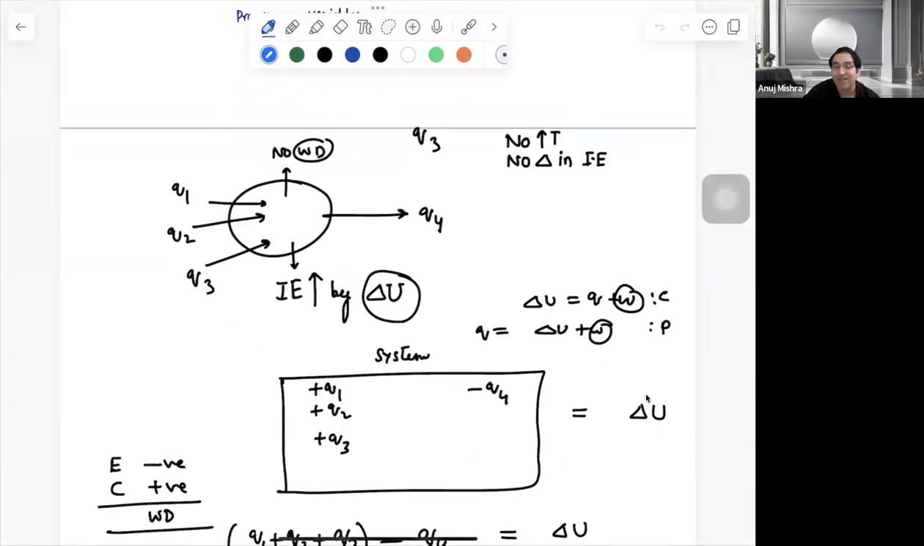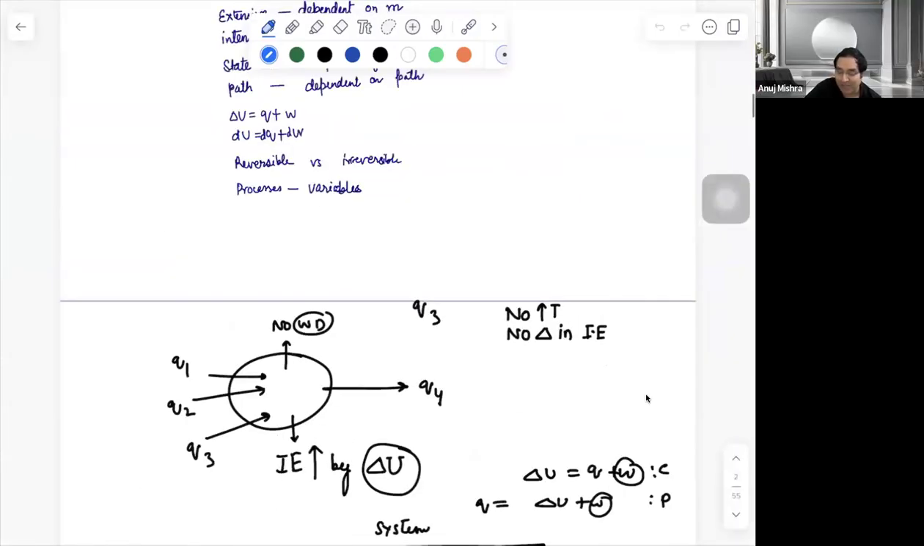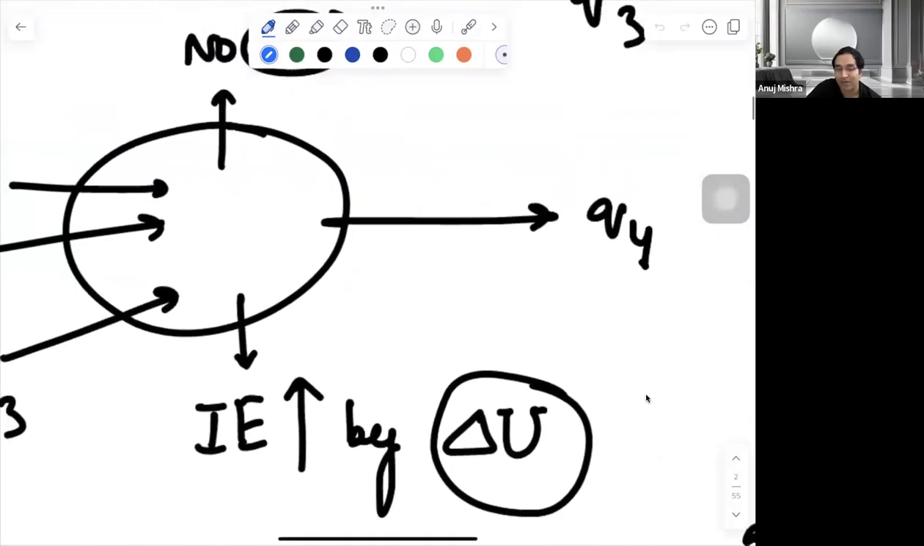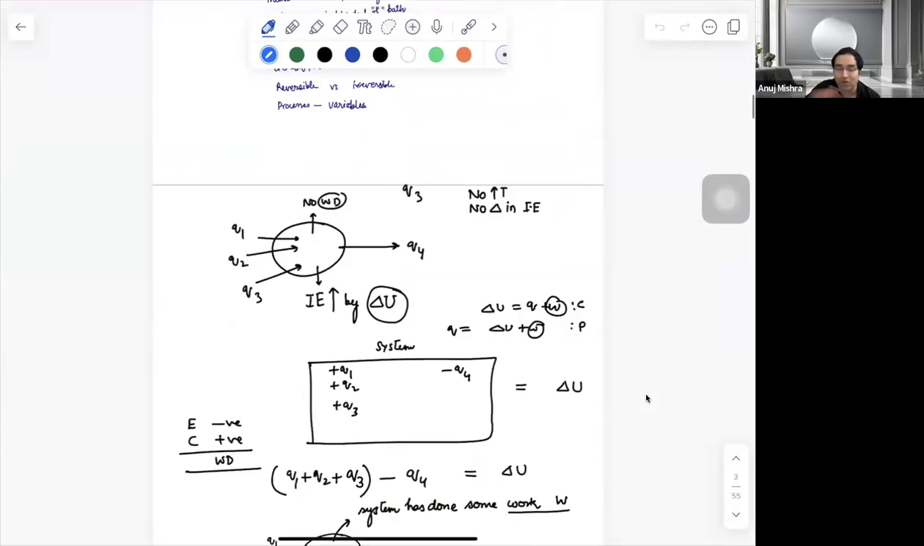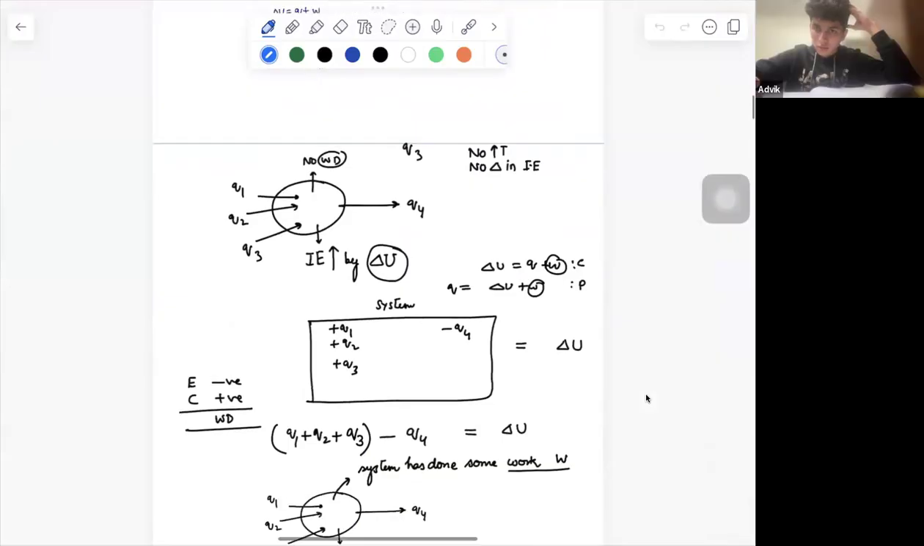If it is increasing by delta U, then in that case it's delta U. The last case was 0 because there was no delta U, right? Now, the same thing with work.